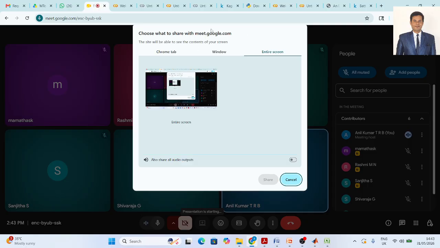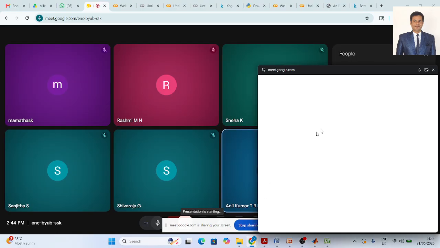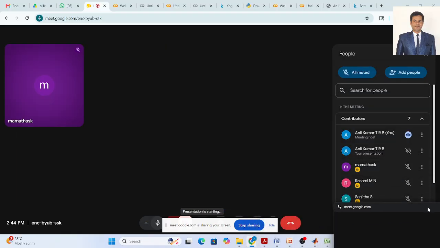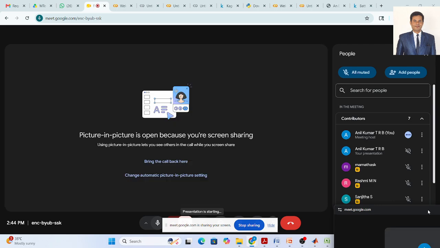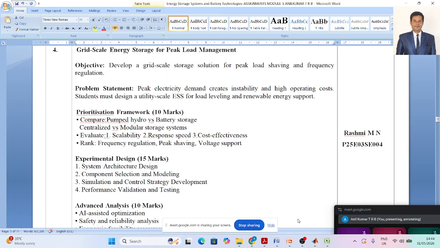Have we done this, Rashmi? Peak load management. Rashmi, MN. Yes, sir. Have we completed this one? 1 minute. Huh? Grid scale energy storage for peak load management.